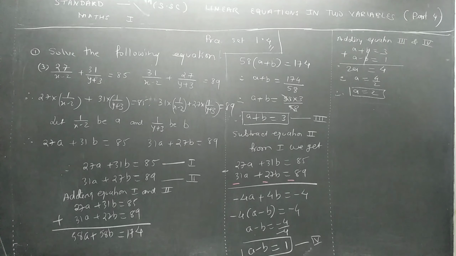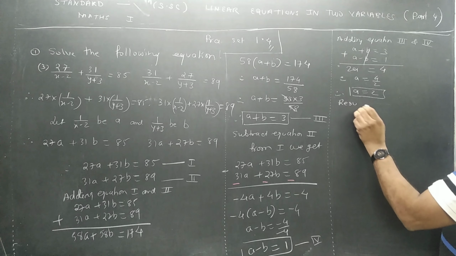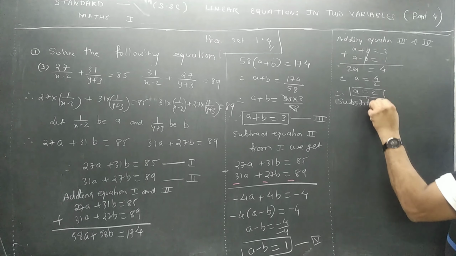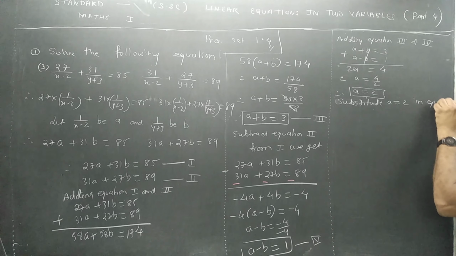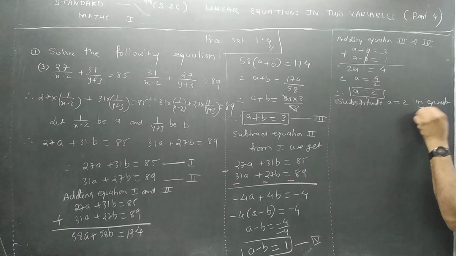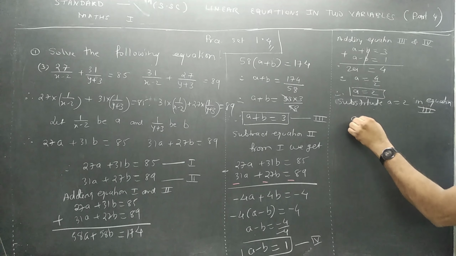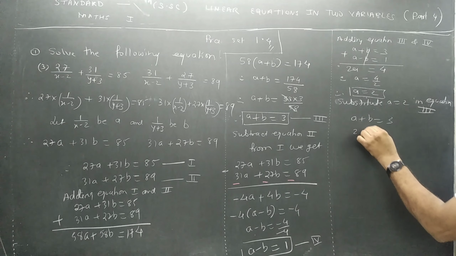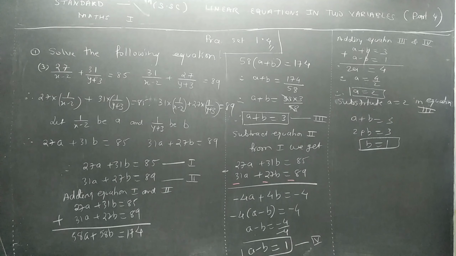You got it? Now what are you going to do? Substitute a is equal to 2 in equation 3. Which equation are you going to write? Equation 3. What is equation 3? a plus b is equal to 3. So 2 plus b is equal to 3, b is equal to 1.